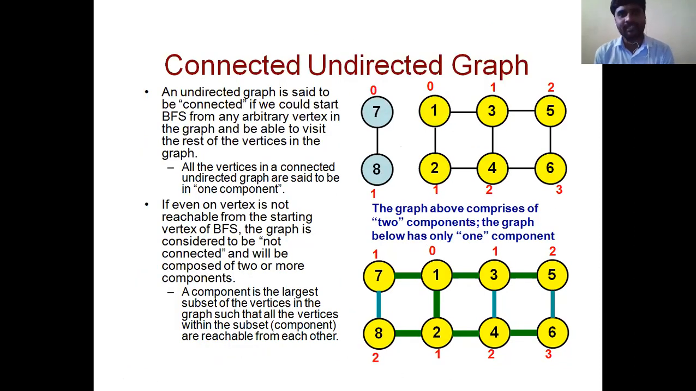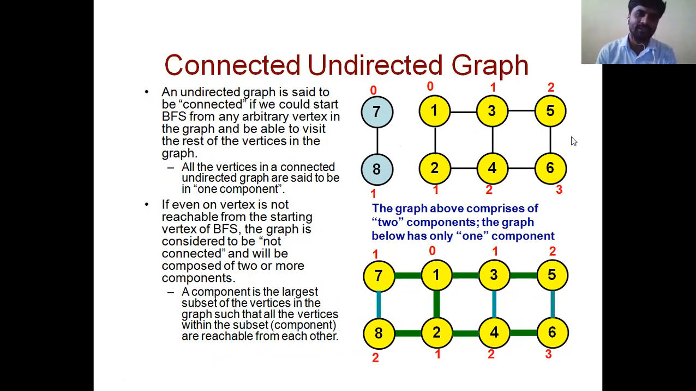Coming to the connected undirected graph. A connected undirected graph means that if we start the BFS from any arbitrary vertex in the graph, we are able to visit the rest of the vertices in the graph. That is the main important point. That means all the vertices in a connected undirected graph are said to be in one component.